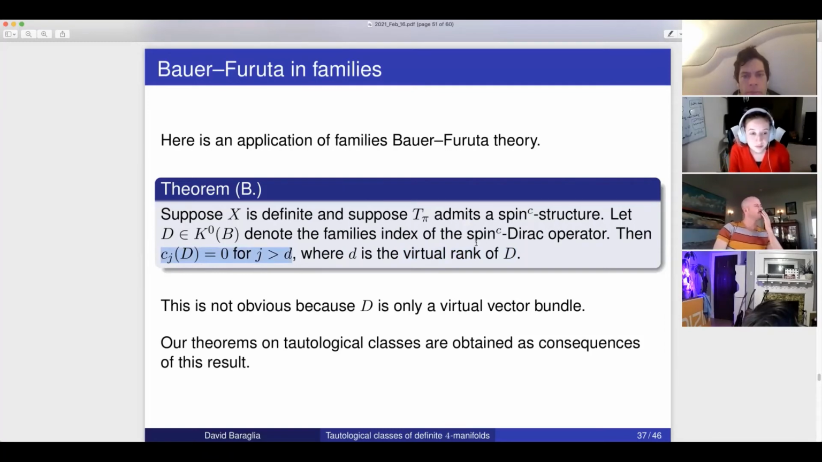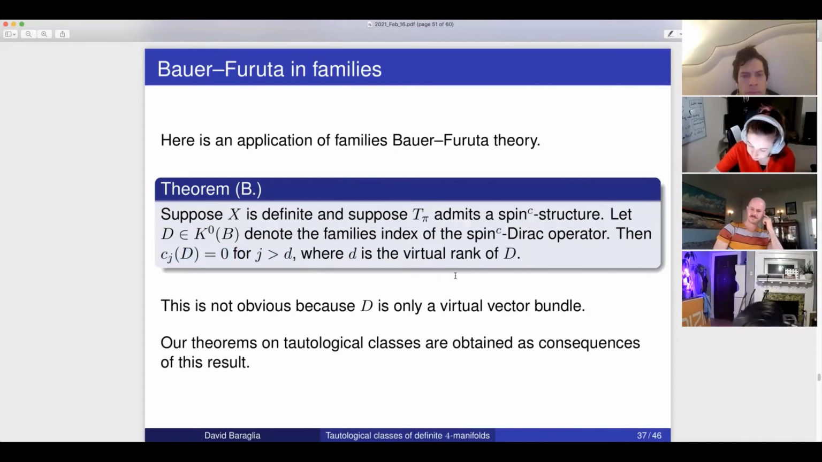Sorry, David? Yes. Maybe this must be something straightforward, but what does virtual rank mean here? Oh, I mean just the rank in the sense of K-theory. So D is just a difference of vector bundles. Essentially, the index, I guess. Yeah, the index. Okay. All right.